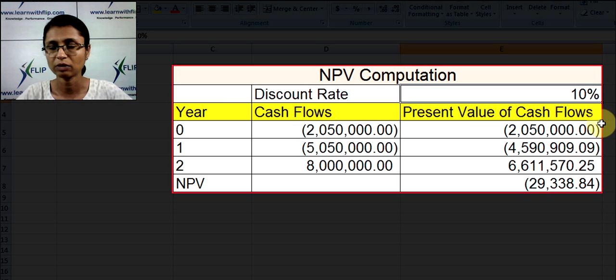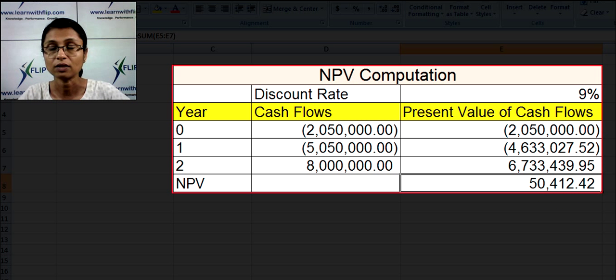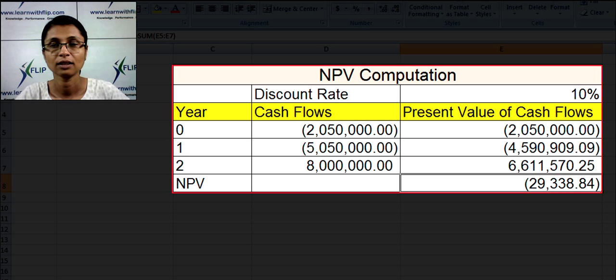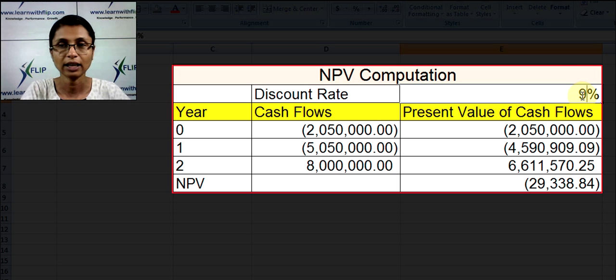Let me illustrate, yeah? So let me just change this to 9%, okay? What do we see? We see that the NPV becomes positive. So what does that tell me? The apartment investment is giving me higher than 9%, lower than 10%, but higher than 9.